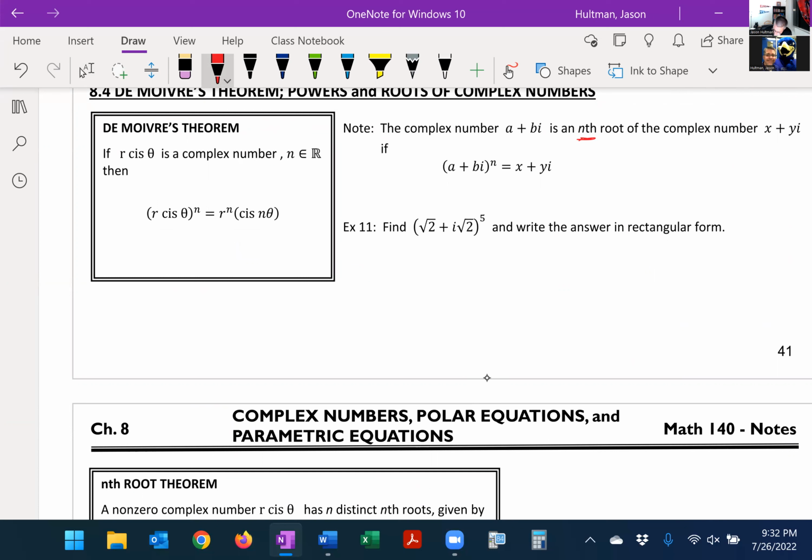Find (radical 2 plus i radical 2) to the 5th power, and write the answer in rectangular form. Okay, so what I'm going to do is translate this to trigonometric form, and use De Moivre's theorem here. Okay, so we know that x is equal to radical 2, y is equal to radical 2, okay, because it's in a plus bi form. I mean, we'll call it a and b.